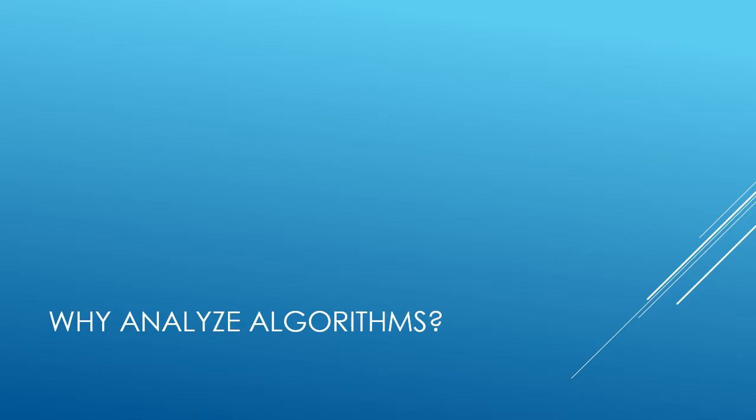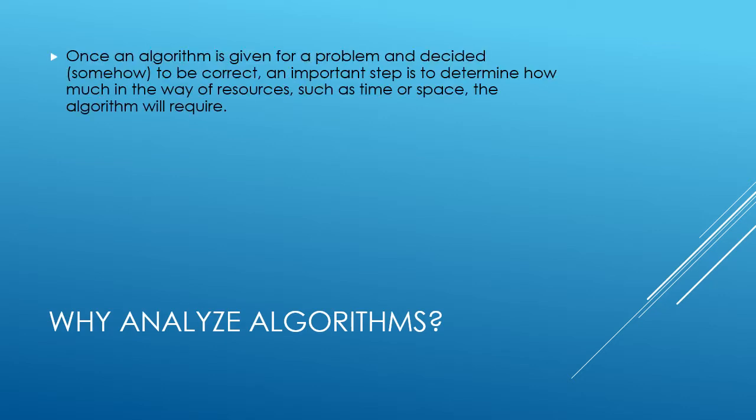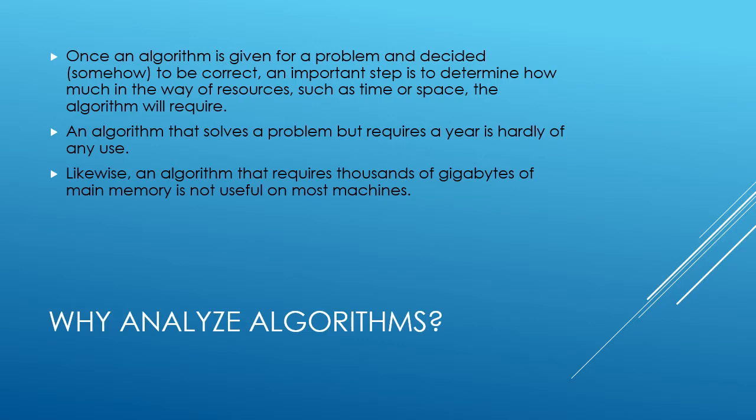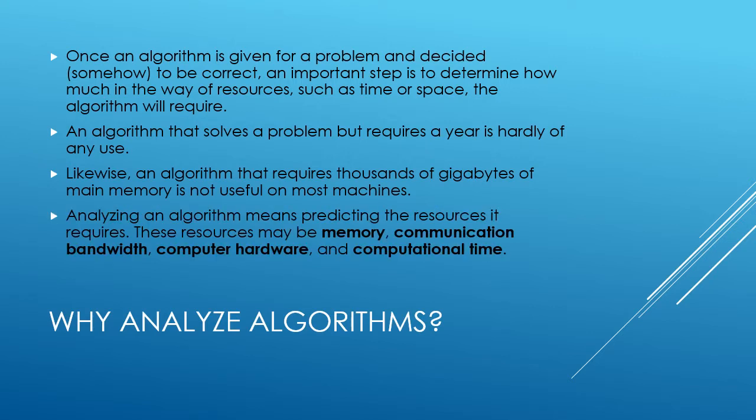So why do we analyze algorithms? Once an algorithm is given for a problem and decided somehow to be correct, an important step is to determine how much in the way of resources such as time or space the algorithm will require. An algorithm that solves a problem but requires a year is hardly of any use. Likewise, an algorithm that requires thousands of gigabytes of main memory is not useful on most machines.